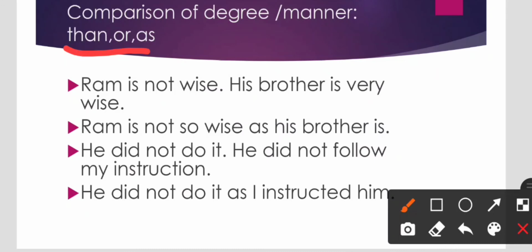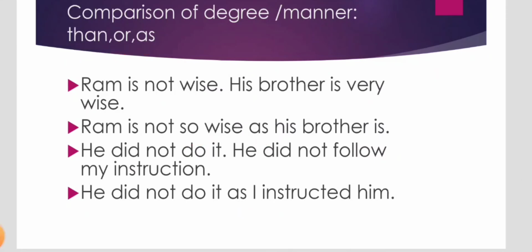He did not do it. He did not follow my instruction. He did not do it as I instructed him. So we have used here as. We have used here so as. We can also use such as. So when we show comparison of degree or manner, we use these subordinating conjunctions.